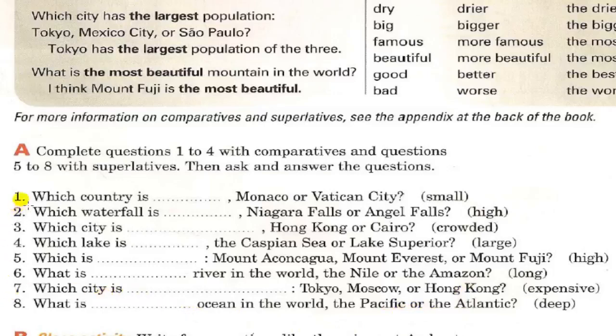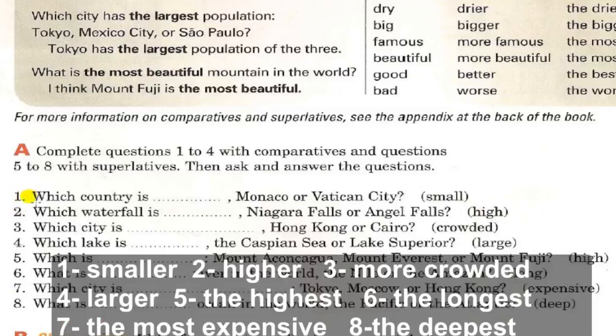Again, the answers. 1, smaller. 2, higher. 3, more crowded. 4, larger. 5, the highest. 6, the longest. 7, the most expensive. 8, the deepest.